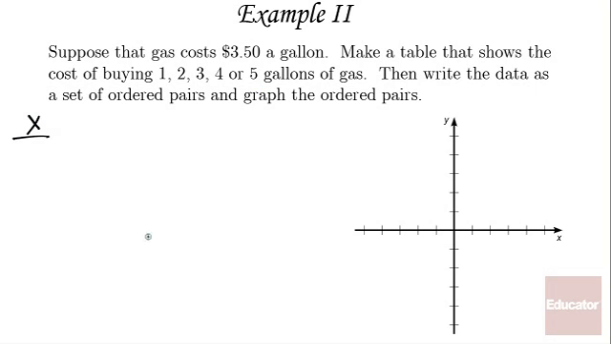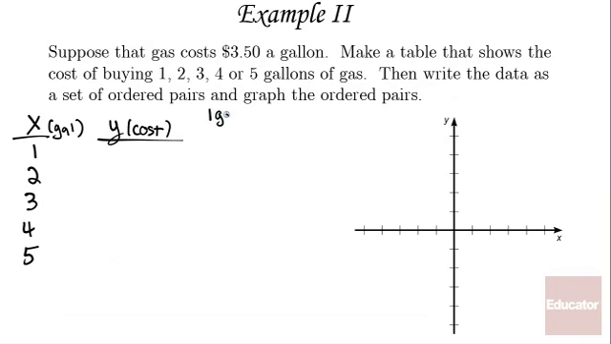So for my first set of values, for my x's, I am going to have the number of gallons: 1, 2, 3, 4, or 5. And then for my y value, I'm going to have the cost of that particular number of gallons. And since 1 gallon costs $3.50, I'm going to take the number of gallons and multiply by 3.50 to get y.